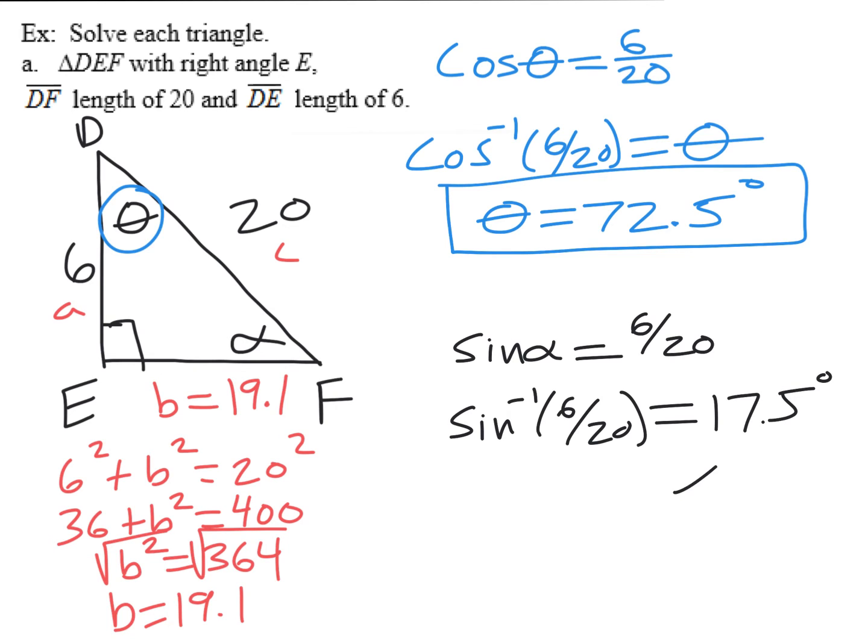Now, if you're wondering for maybe even a faster way, you could have done 90 minus 72.5. That's a valid way to do it. You had two angles, because I just basically took out the right angle. You got the other two left over. 90 minus the first one you found to get the second. That would work too.